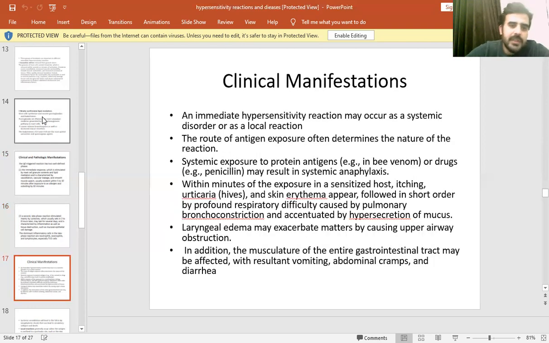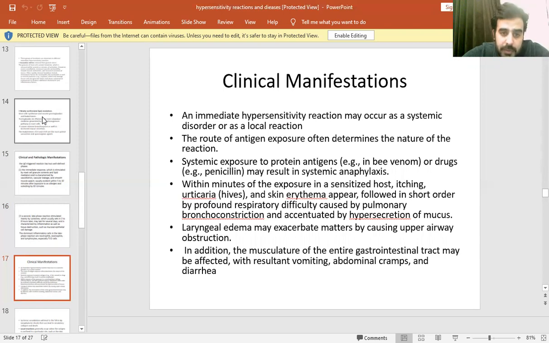Clinical manifestation. An immediate hypersensitivity reaction may occur as a systemic disorder or as a local reaction. The route of antigen exposure often determines the nature of the reaction, whether it is going to be a local one or a systemic one. Systemic exposure to protein antigens, for example bee venom after a bee sting, or drugs, for example penicillin, may result in systemic anaphylaxis.